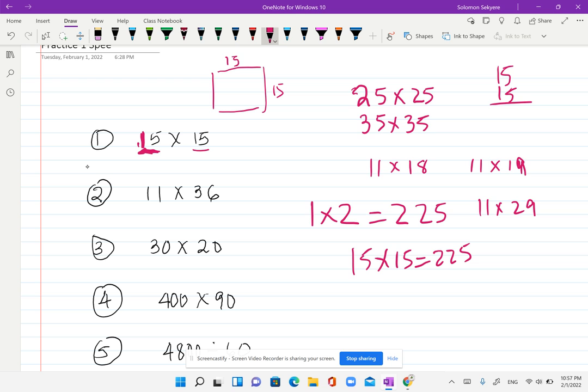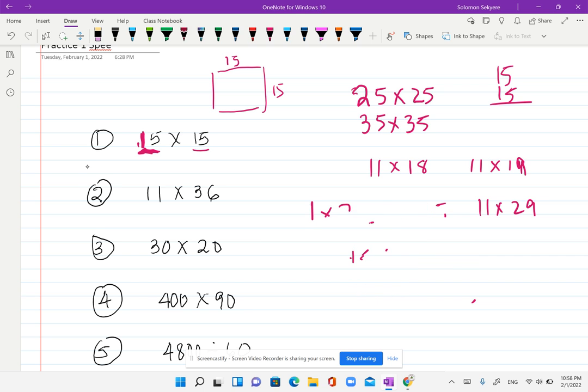What did I do? I looked at this position here. I took it and multiplied it by the number that comes next to it when you're counting. That number is 2. 1 times 2 is 2. I just added 25 to it. It's 225, my answer.